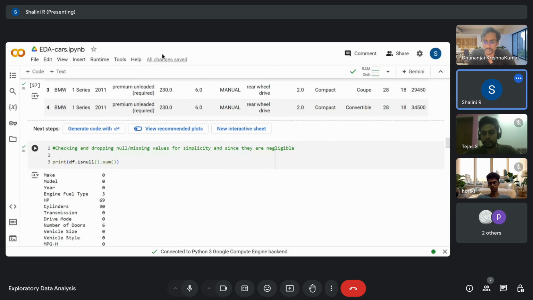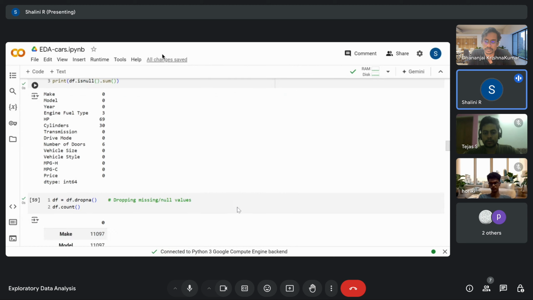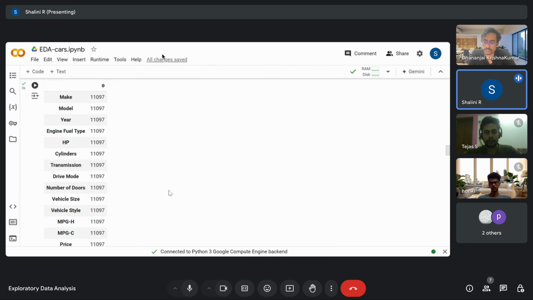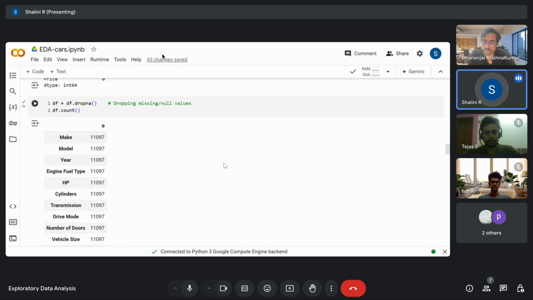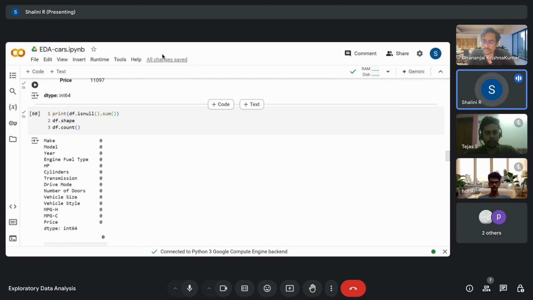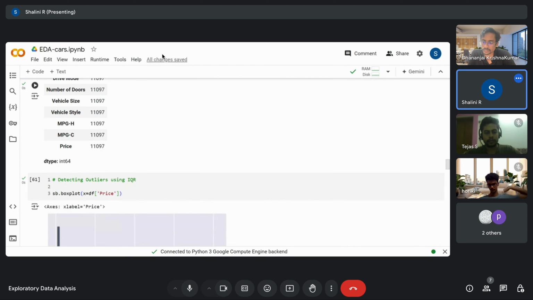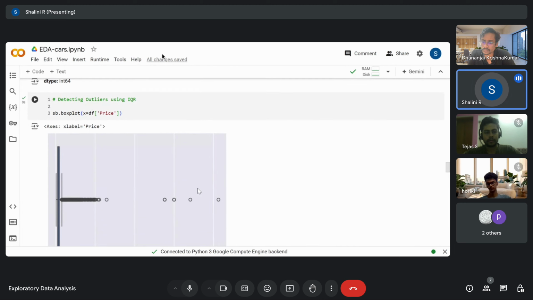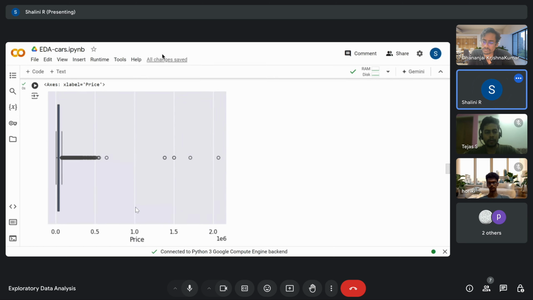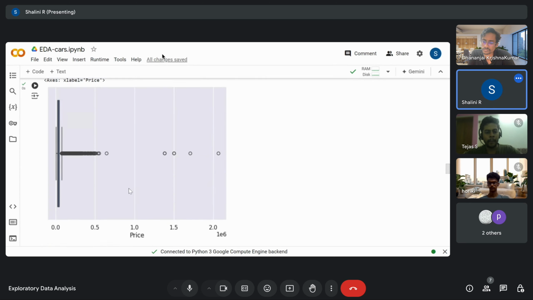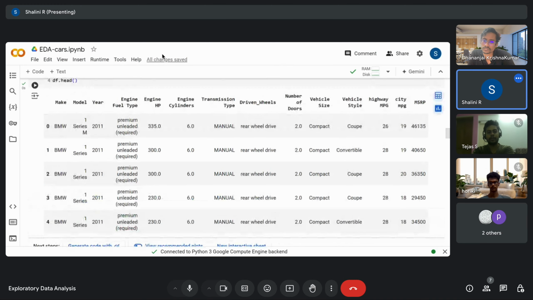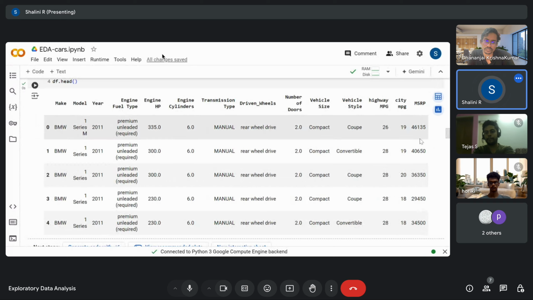The same few steps: we dropped all the missing or null values. I didn't substitute them with mean or median since there were only a few. This is just to find out the outliers. This is with price. If you can see, mostly the price is around, this is in lakhs.